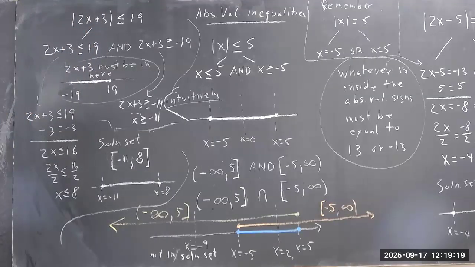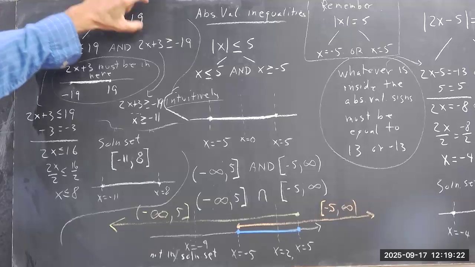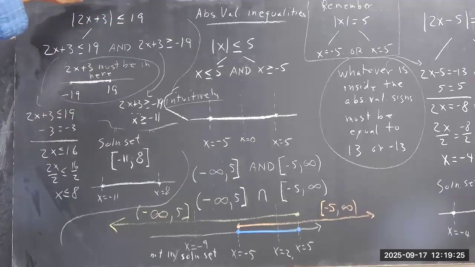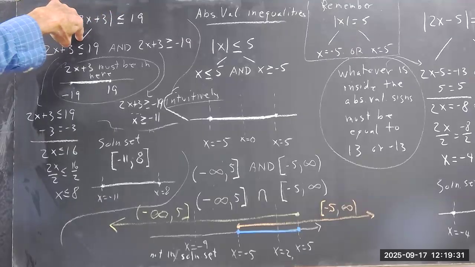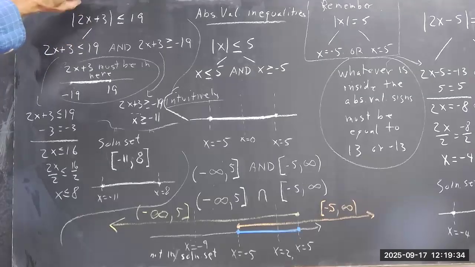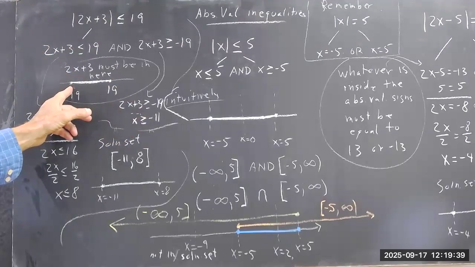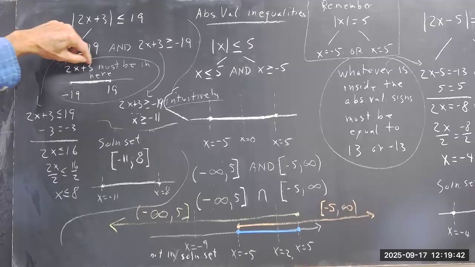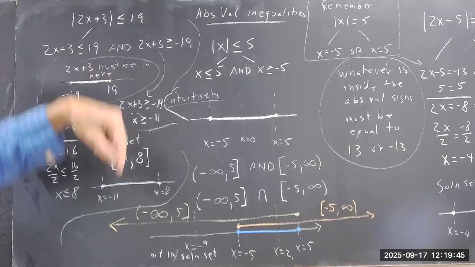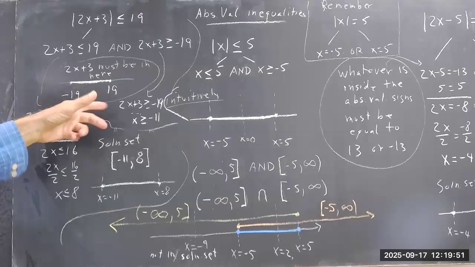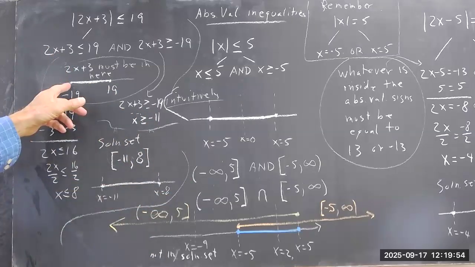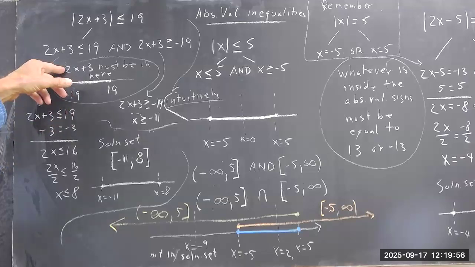Better talk through it once more. This is less than or equal to 19. First of all, if what's inside is less than or equal to 19, what's inside is this. What's inside also has to be greater than or equal to negative 19, because if it's less than negative 19, it's out here. So I've done this: 2x plus 3 must be in this interval between negative 19 and 19. On this side of the interval, the absolute value of 2x plus 3 would be greater than 19, and on this side, it would be less than negative 19.